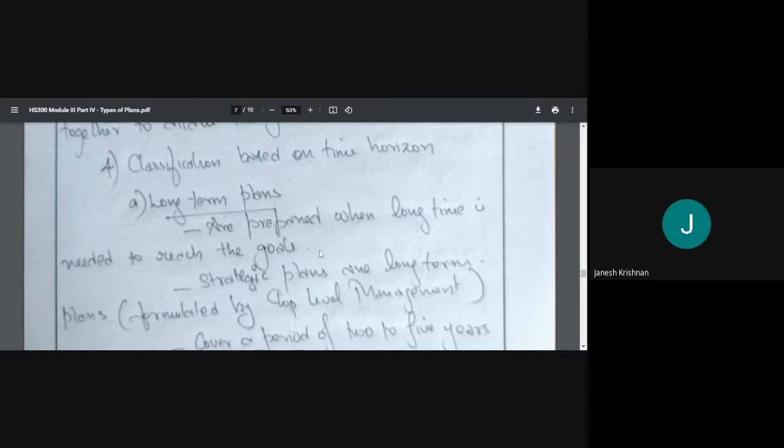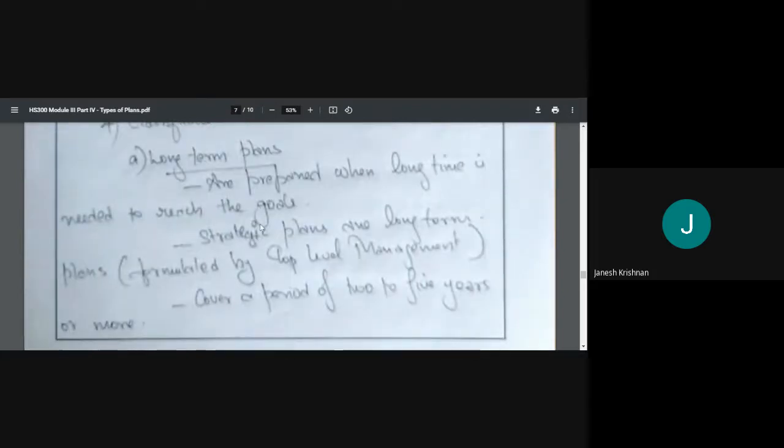So prepared. The long time is needed to reach the goals. Okay? The strategic plans are long-term plans, and these are formulated by top management. Okay, so what are long-term plans? They are strategic plans only. Okay? They are formed by top management and cover a long period, 2 to 5 years or even more. They are long-term.